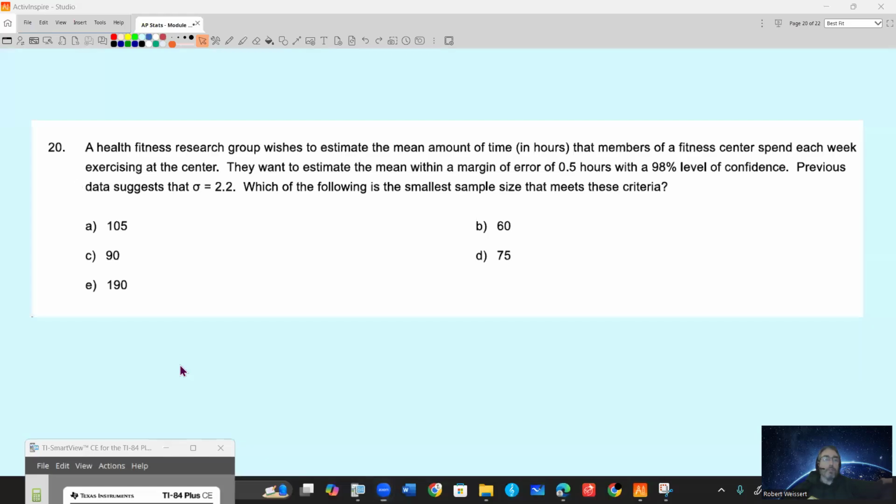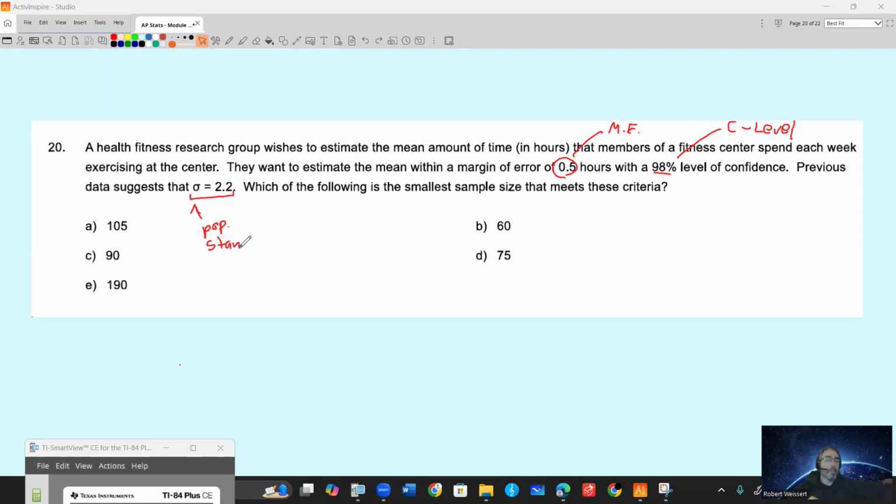Question 20. A health fitness research group wishes to estimate the mean amount of time in hours that members of a fitness center spend each week exercising at the center. They want to estimate the mean with a margin of error of 0.45 hours. So that's going to be your margin of error with a 98% confidence level. Previous data suggests that sigma is 2.2. This is the population standard deviation.